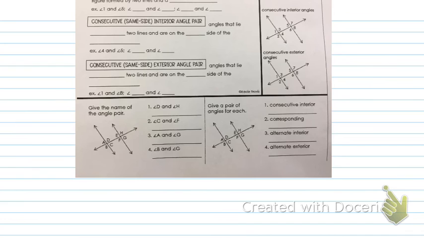Cool. For a little practice, I want you on your own to try to complete the bottom there. So it's giving you an angle pair. You're going to say what type of angles they are. And then on the other side, you're going to give an example of those angles. Like, are we going to say congruent?